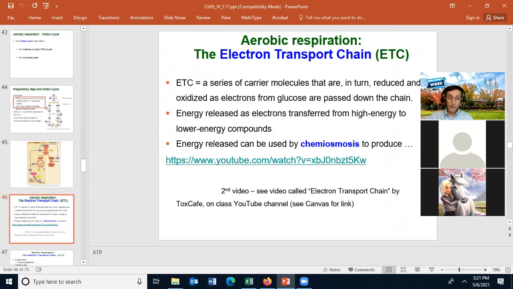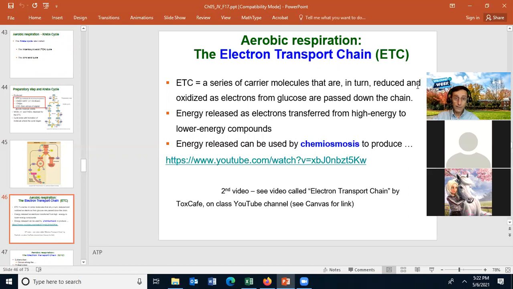So the electron transport chain, or ETC, is a series of carrier molecules that are in turn reduced and oxidized as electrons from glucose are passed down the chain. Energy is released as the electrons are transferred from high energy to lower energy compounds. The energy released can be used by chemiosmosis to produce ATP. Any question about that?